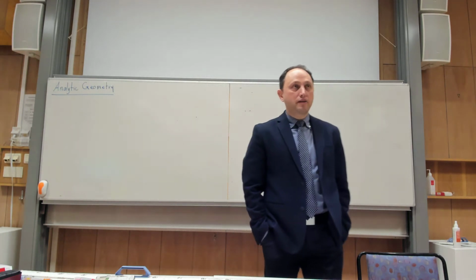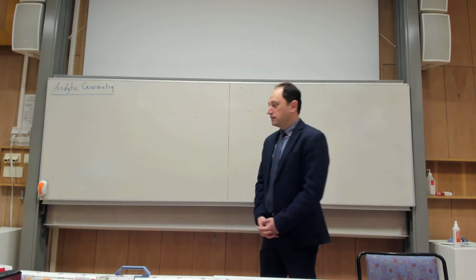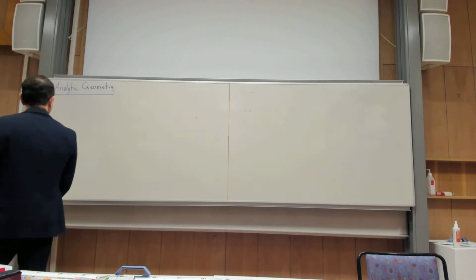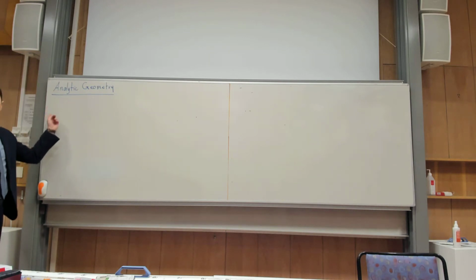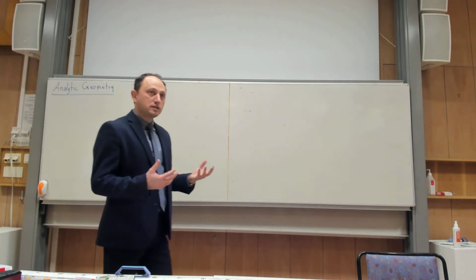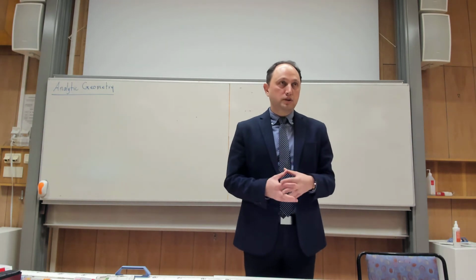So algebra and arithmetic are related to numbers. Geometry is usually related to figures and shapes. But we want to find a connection between geometry and algebra. So it means that we need to find a way to express geometrical concepts in the form of numbers.